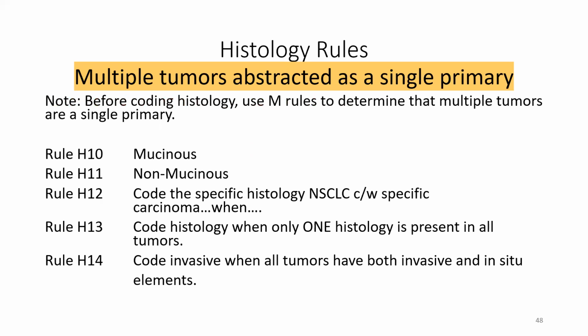So these will look familiar. They're basically the same as the single rules for the corresponding single or multiple tumors. So this header now is multiple tumors abstracted as a single primary. So as you came from your MP, your multiple primary rules, it told you you have multiple tumors, you're coding those to a single primary. This is where you would land in your histology rules to decide how to code your histology of those multiple tumors.